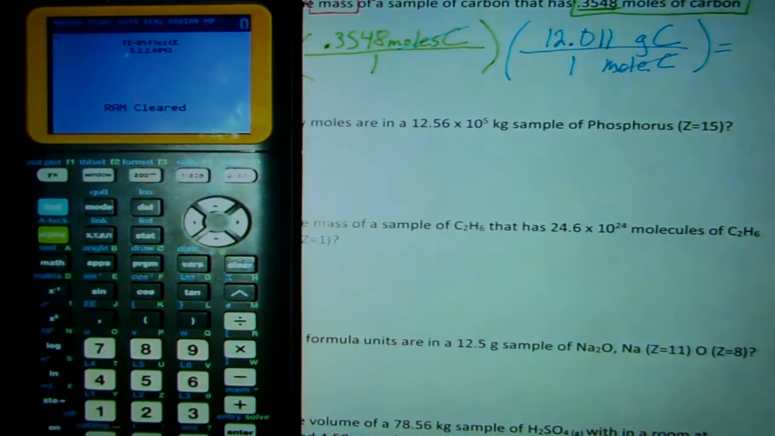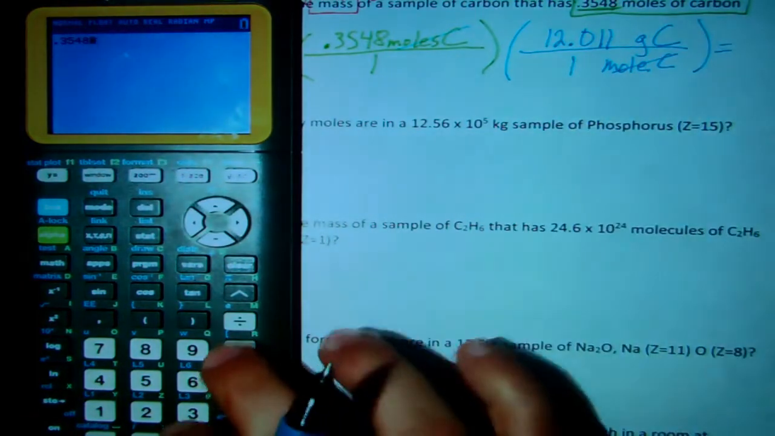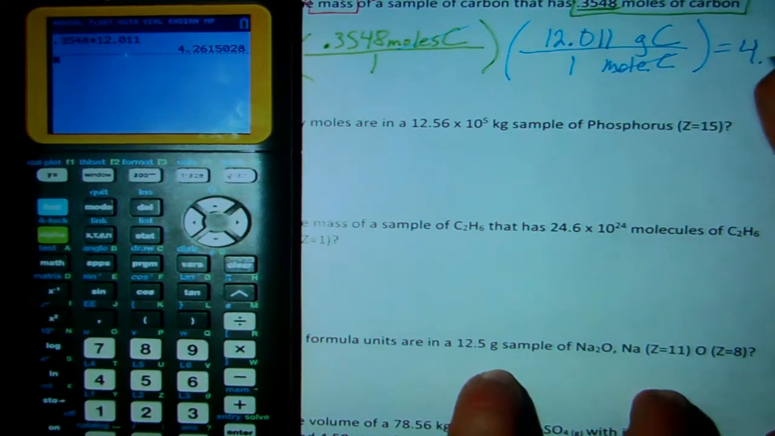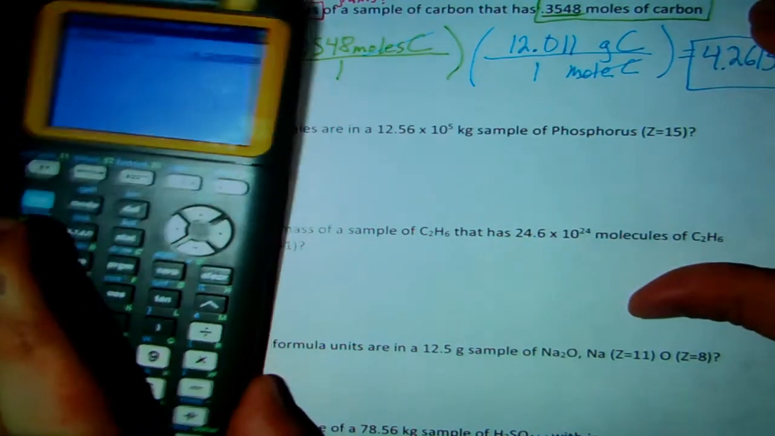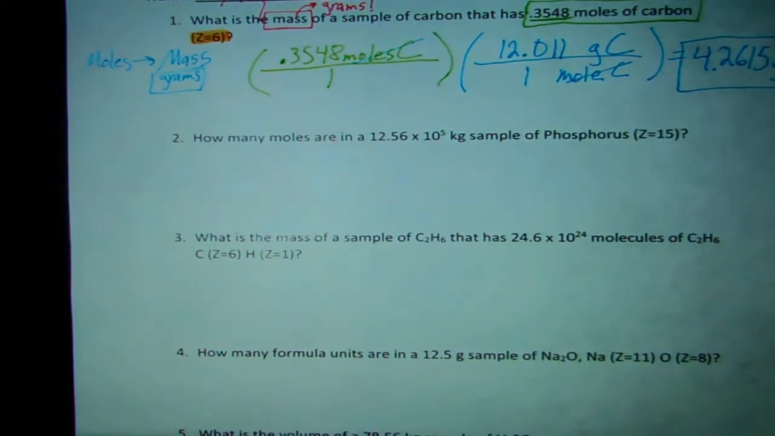So in this, I have 0.3548, and since these are on the same side, I'm multiplying. They're both in the numerator, so we will multiply, and it gives me 4.2615, and that's grams of carbon. And there's the answer. So 4.215 grams of carbon, and I'm hoping you can see that on the calculator there, but that's what it gives me. Okay? Now that is more of a simplistic problem, just like this one down here.